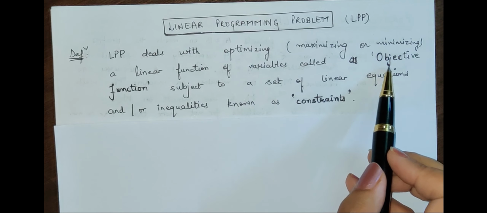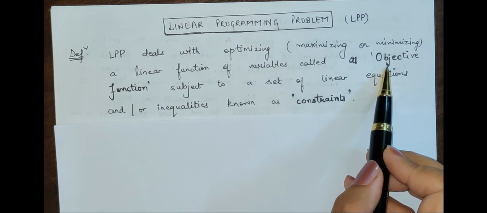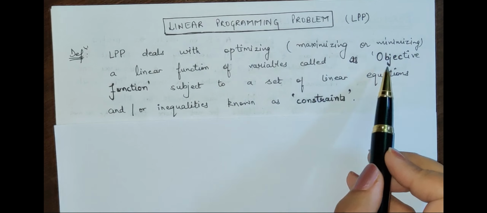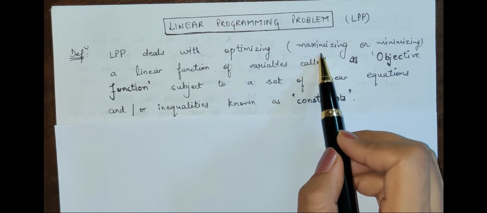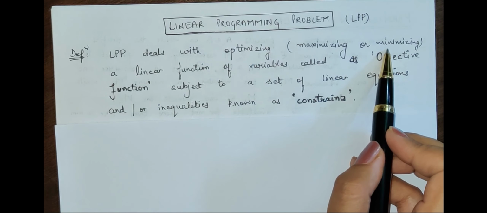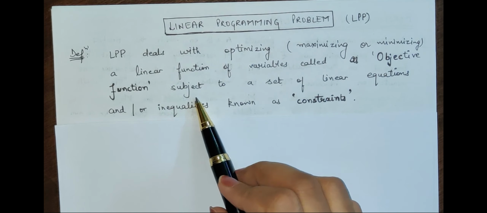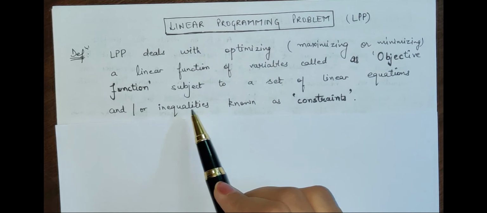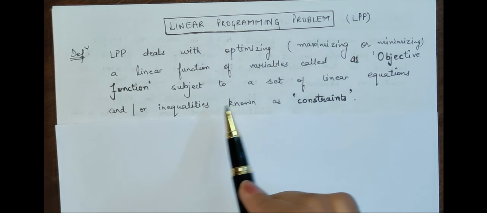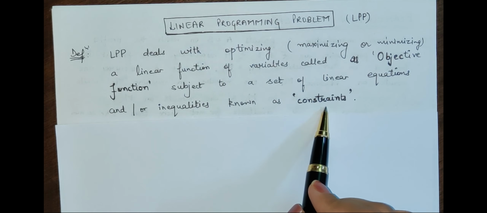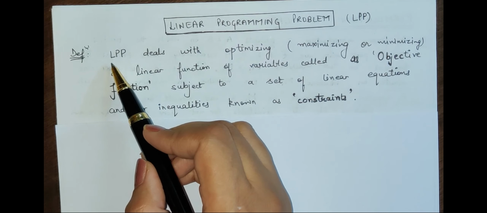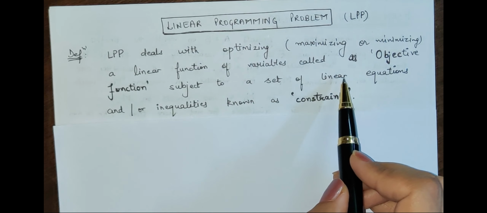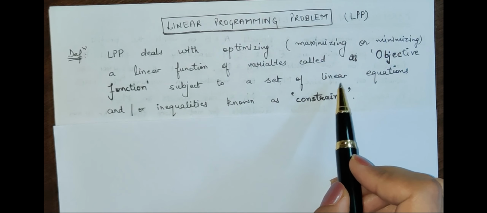So what do you mean by an objective function? Objective function could be anything that is the motto of our problem. That could be either maximization or minimization. And then it is ruled by certain linear equations or inequalities, and we call those linear equations or inequalities constraints. Why is it called linear? Because when you see a mathematical model, each and every equation is linear in nature.